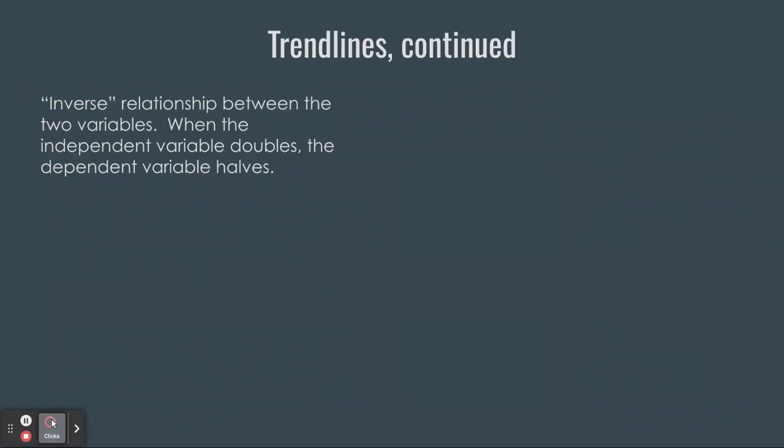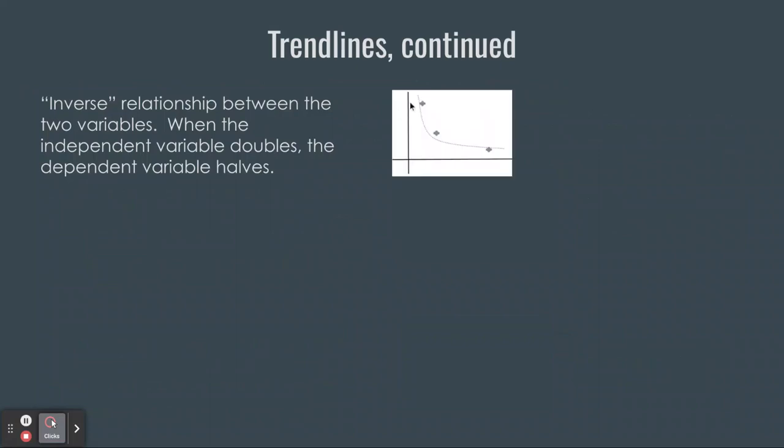When we have an inverse relationship between two variables, that is when the independent variable is doubling, or you can see that the independent variable is increasing, and the dependent variable is being cut in half. And so you'll see that the dependent variable is getting smaller and smaller as the independent variable increases. This would look like a curved line going down on a graph.